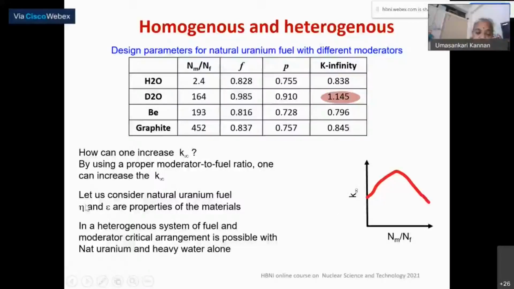I have already mentioned to you that if we consider a natural uranium fuel, then eta and epsilon are properties of the materials. They're not going to change. So by making it heterogeneous, we can increase the K infinity, which is what we saw in the last slide. Here we have seen how by making it heterogeneous, both P and F are acting in opposite directions. F reduces and P increases. So by proper combination of the fuel to moderator ratio, or the fuel sizes and the fuel pin sizes, we'll be able to address this and make the K infinity as high as possible.